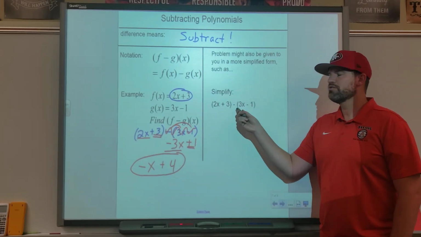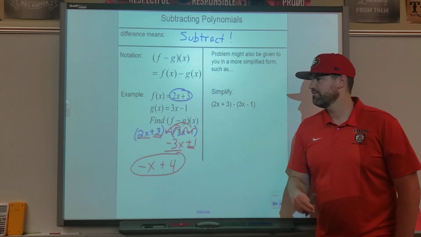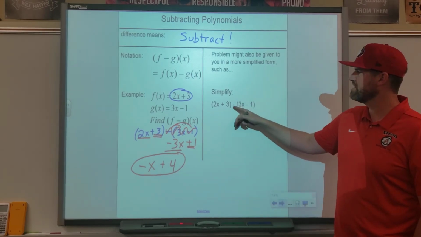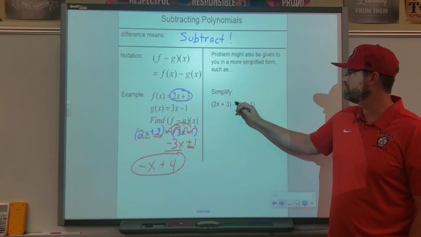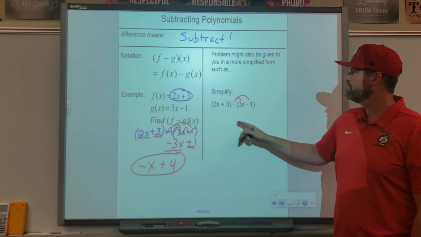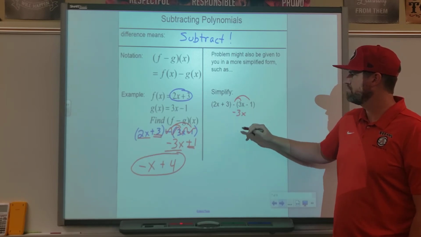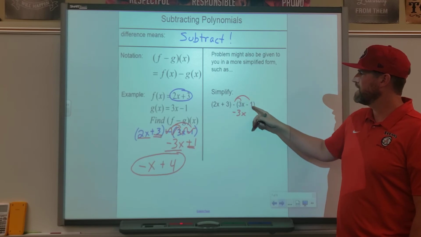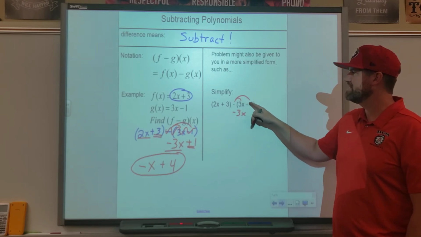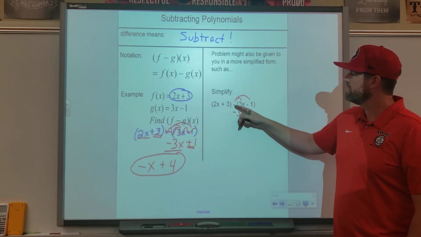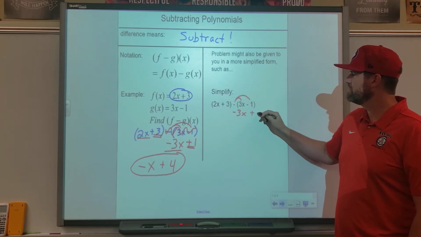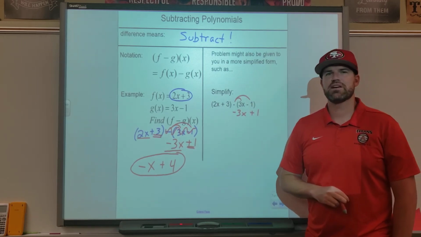All right, again, so if we put that in the more simplified form, when I see that I have subtraction, I'm going to distribute my negative, which will change the 3x to minus 3x. And then we're going to distribute the negative, because if we subtract negative 1, negative times negative means we're really going to add 1. So it becomes plus 1.